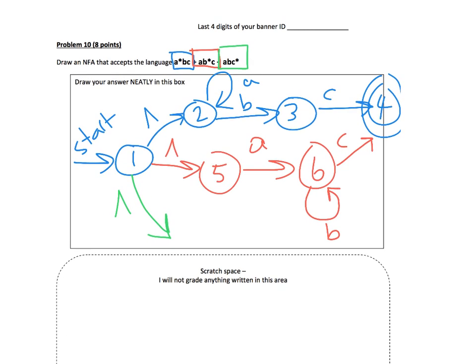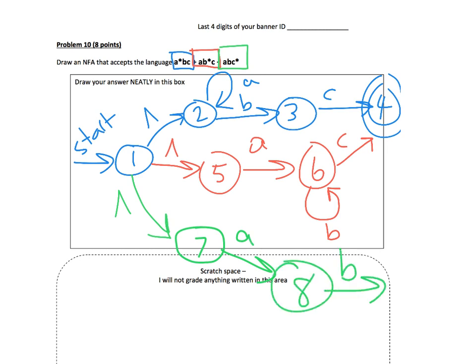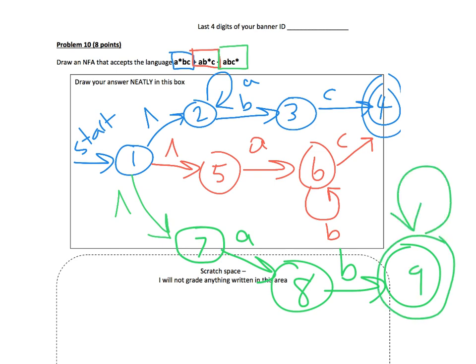So I'm going to say it has to start. What am I up to? That's 7. It has to start with an A. And here's 8. Then it has to have a B. And finally, this will be my accept state. So this is 9, and state 9 is a double circle. And it can have as many C's as it wants.